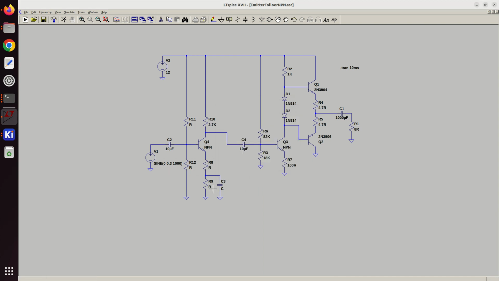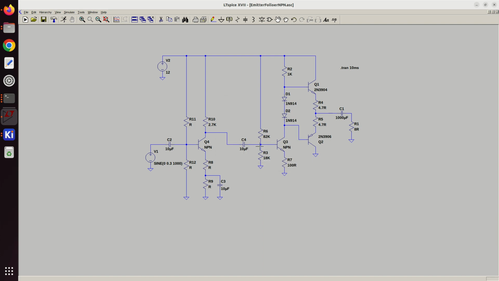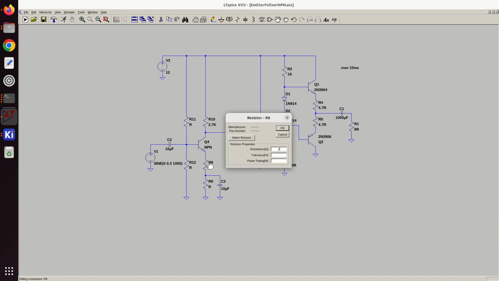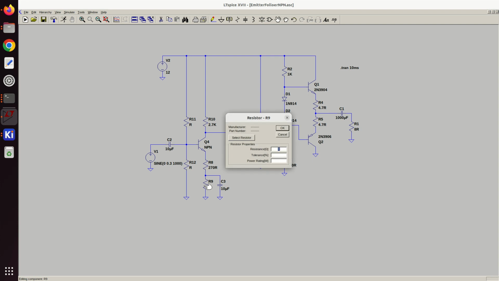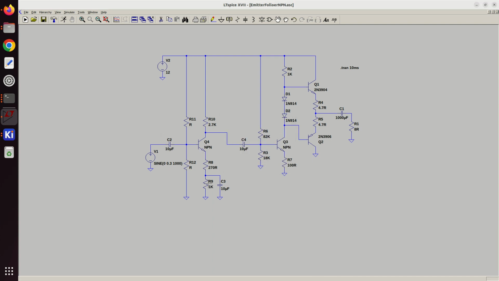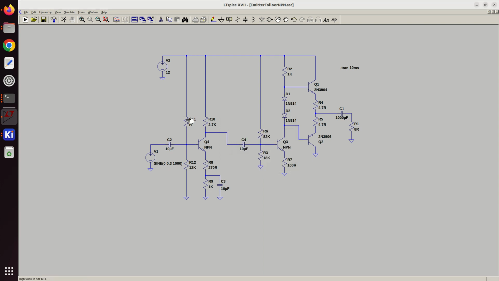So let's say we want a gain of approximately 10 here. So let's put in 10 microfarad, and let's make this 270. So our gain is going to be this over this guy approximately, and let's make this guy, don't really know, let's do 1K. I'm just going to pretty much randomly pick stuff here. 12K and 100K.